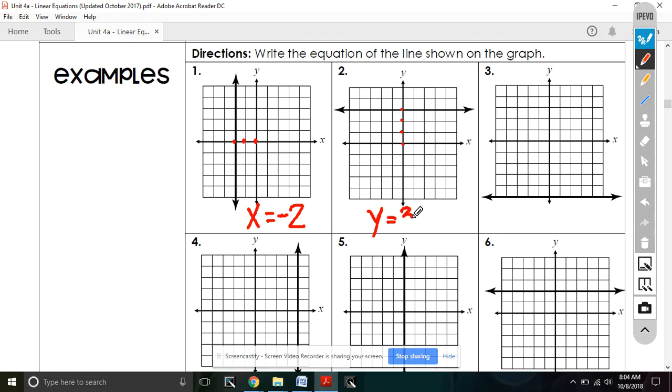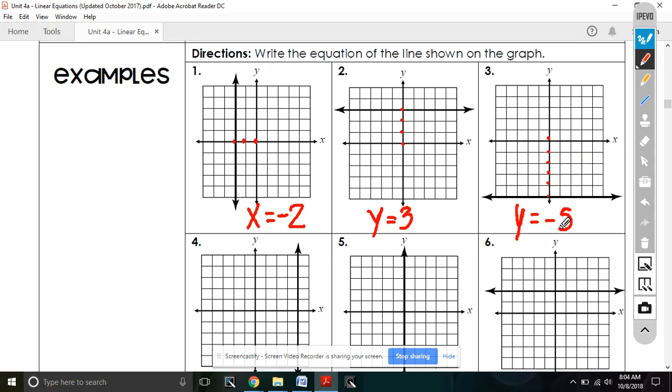3. Y equals 3. Last one, number 3, is also a horizontal, so it's y equals, you start at 0, go down 1, 2, 3, 4, 5. Because I went down, it is -5. Okay.